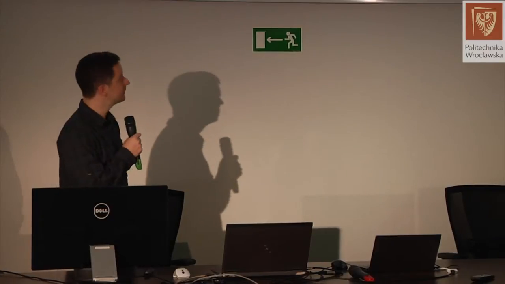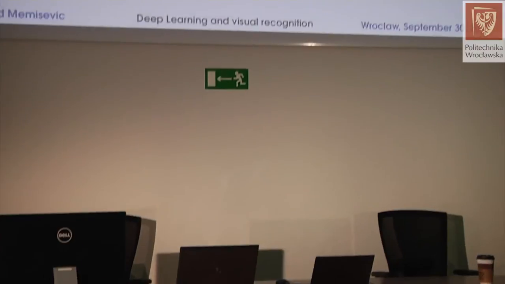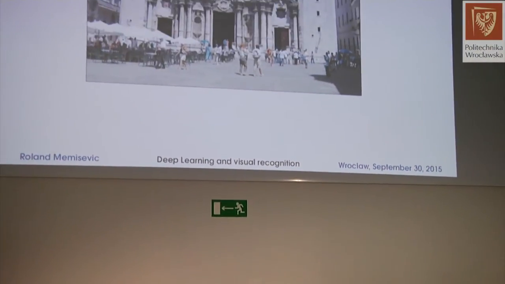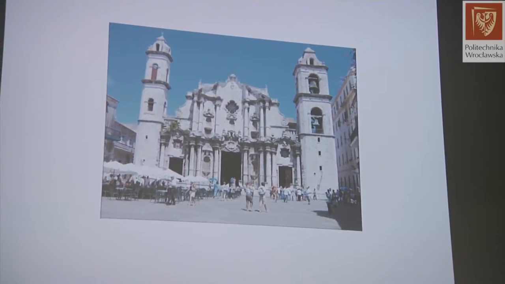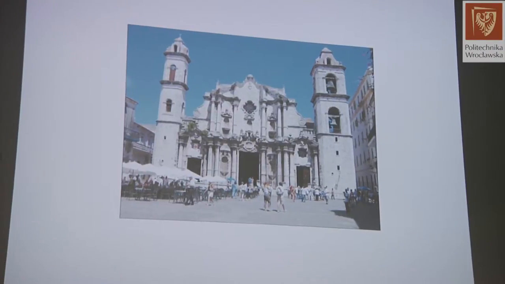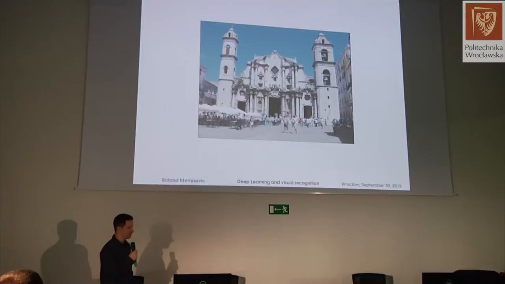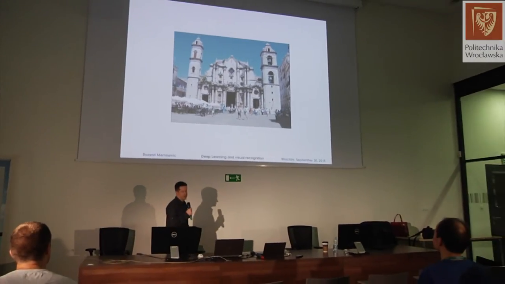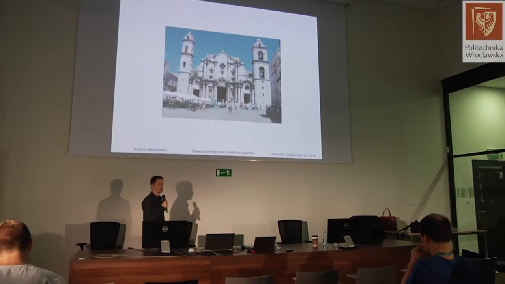So let's get back to the first part of this talk, which is about computer vision. This is a computer vision task, maybe. You're given an image and you're supposed to tell what's in the image, for example. Does anyone know what's in the image? That's right, a cathedral in Havana. And it's obviously a common task, and you can imagine how it would be very useful to be able to recognize this.